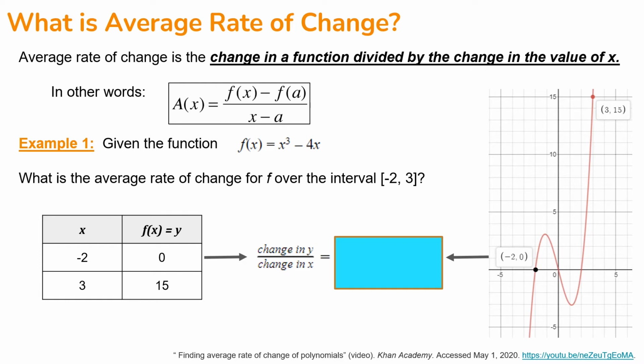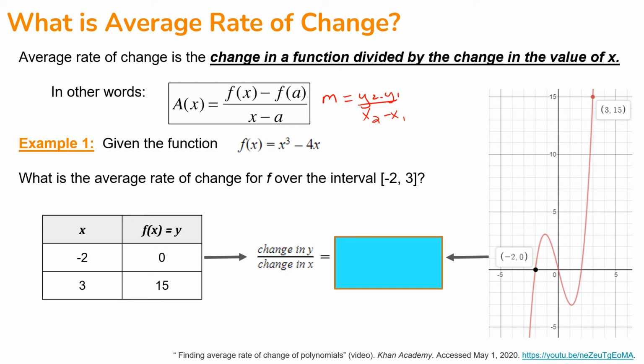What exactly is the average rate of change? Well, it is the change in a function divided by the change in the value of x. In other words, we have this formula here: f(x) minus f(a) over x minus a. Basically, this may look familiar to you if you think about the slope formula, y sub 2 minus y sub 1 over x sub 2 minus x sub 1. Same process here.